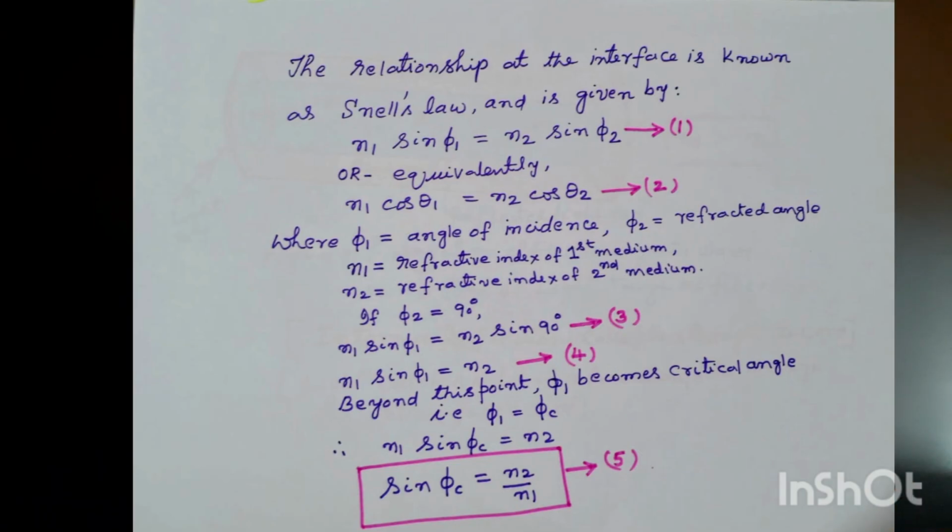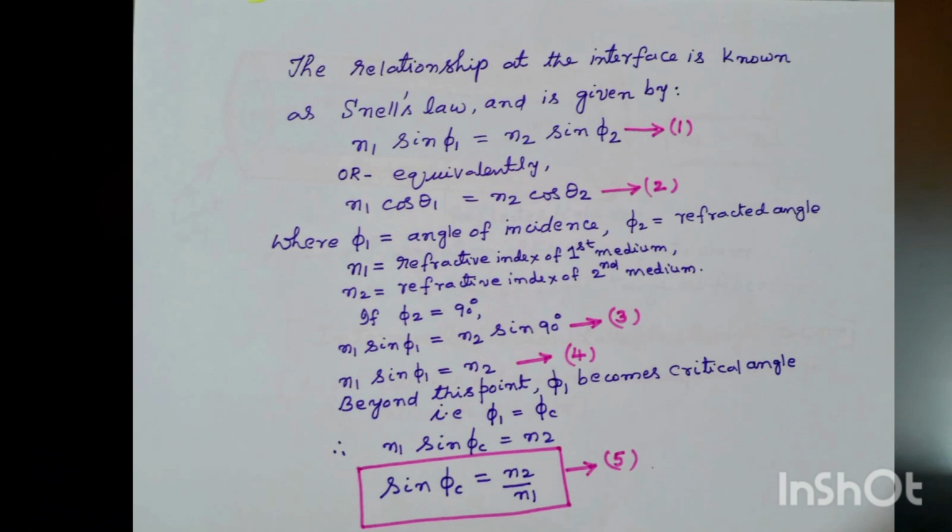So here, Snell's law is very important to satisfy total internal reflection. Look at the equation: the law of refraction, or Snell's law, is given by N1 sin phi 1 is equal to N2 sin phi 2, or N1 cos theta 1 is equal to N2 cos theta 2, where phi 1 is the angle of incidence, phi 2 is the angle of refraction, N1 is the refractive index of the first medium, and N2 is the refractive index of the second medium.